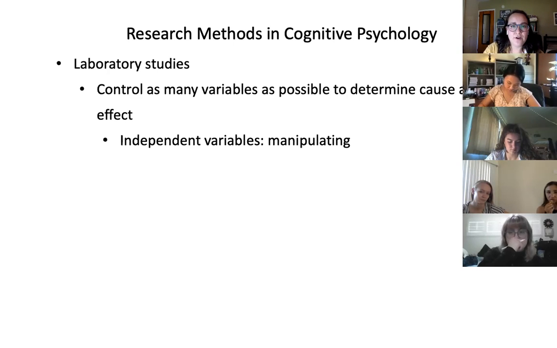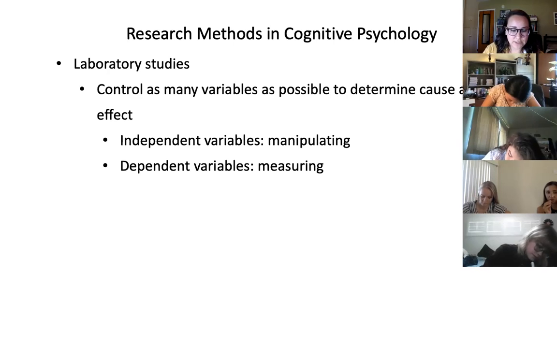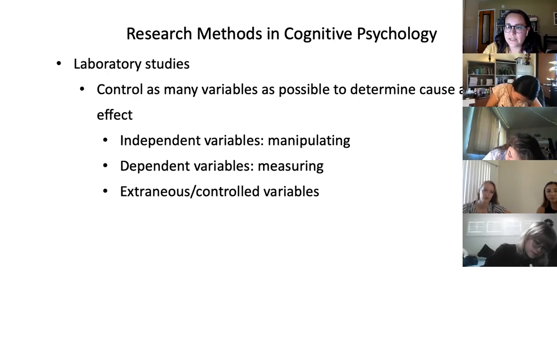In talking about variables, there are 3 categories: independent variables, dependent variables, and extraneous variables, which are the variables that we want to control for. I'll talk about each of these.